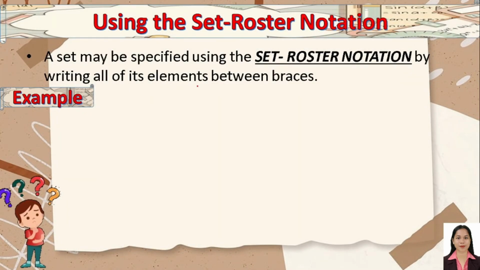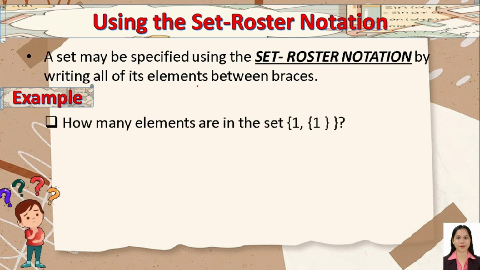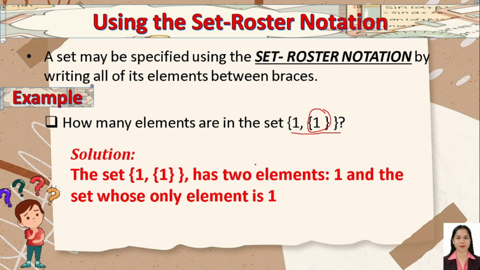A set may be specified using the set roster notation by writing all of its elements. So, para sa kanina, how many elements are in the set? So, as you can see, meron ditong malaking set. Then, sa loob niya, meron pang another set. But, yung tanong dito is, how many elements are in the set? So, there are 2 elements, which is 1, and the set whose only element is 1. Okay? So, dito, merong 1 element lang kasi nandyan si 1. Then, this one is only 1 element with 1 as the element. So, ibig sabihin, there are 2 elements in this set. Itong kabuuang set na to. Okay?